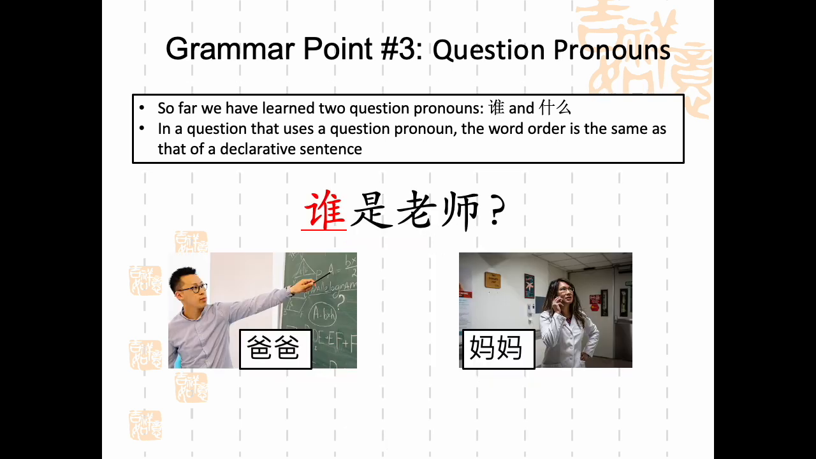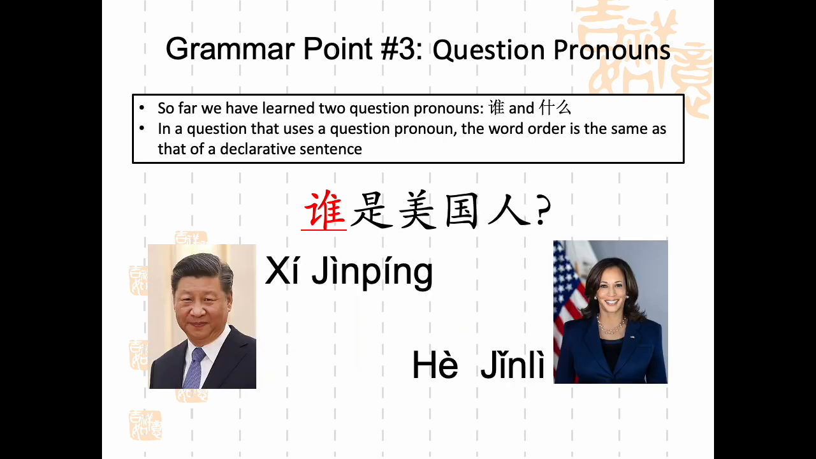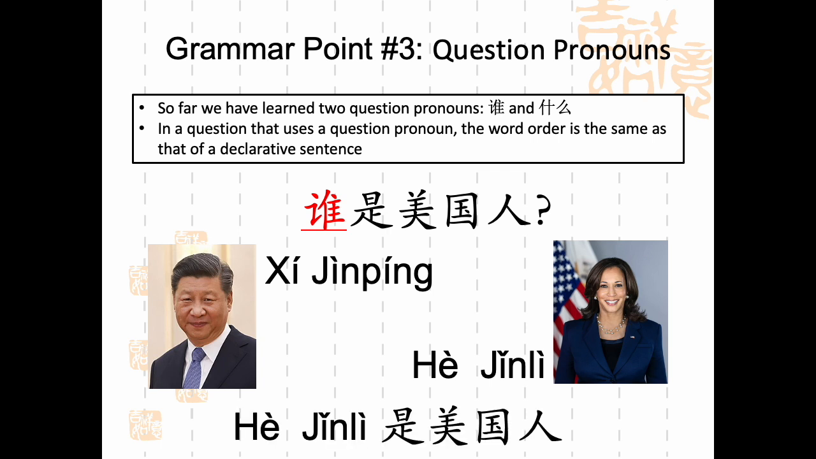谁是老师? So who's the teacher in these two pictures? And here you would say 爸爸是老师. Right? 爸爸是老师. 谁是美国人? So who's the American person here? And then hopefully you said 贺锦丽是美国人.